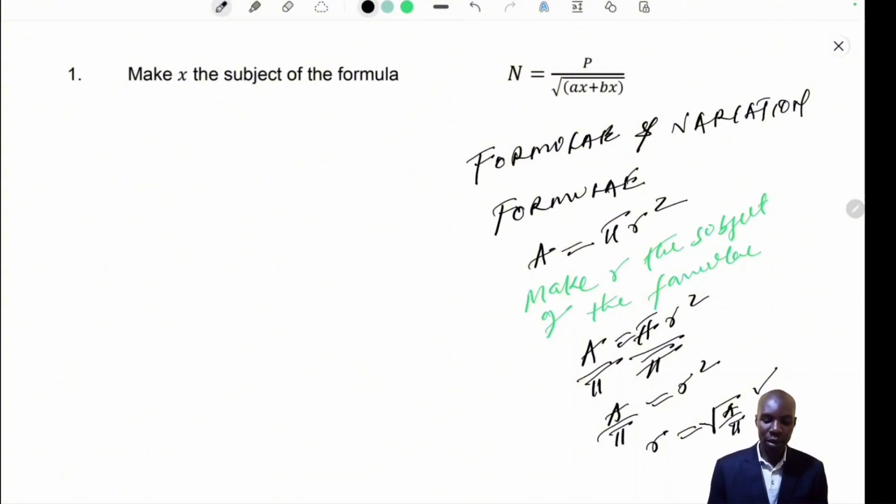Another example, you can be given another formula, you can be given that force is equal to mass times acceleration. So if you want to make a, which is the acceleration, the subject of this formula, it will force me to divide both sides by m, and m will cancel out. Then I'll have acceleration. Acceleration is given by force over mass.